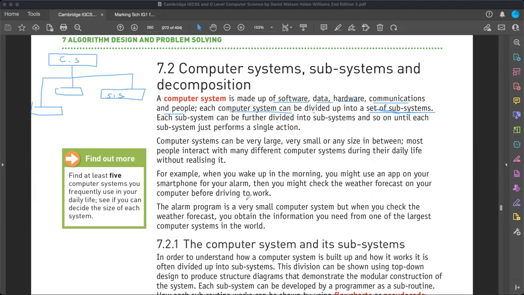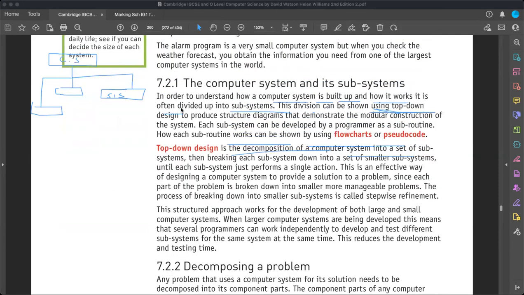Computer systems can be very large, small, or in between. Most people interact with many different computer systems during their life. Like your mobile phone is a computer system, isn't it? If you're using your laptop, it is a computer system, right? And subsystems are the parts of a computer system. If we divide our computer system, a division.